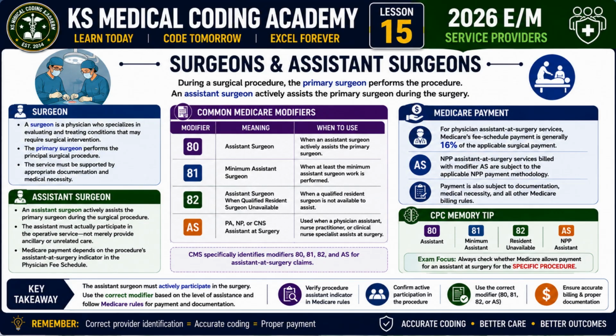Now let's discuss surgeons and assistant surgeons, an important concept in surgical coding. A surgeon is a physician who specializes in evaluating and treating conditions that may require surgical intervention. During a procedure, the primary surgeon performs the principal surgical service. An assistant surgeon is a qualified practitioner who actively assists the primary surgeon during the surgical procedure. The assistant must actually participate in the operative service and meet the applicable requirements for assistant at surgery reporting.